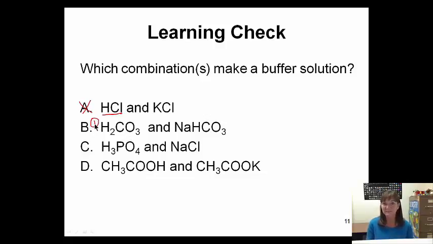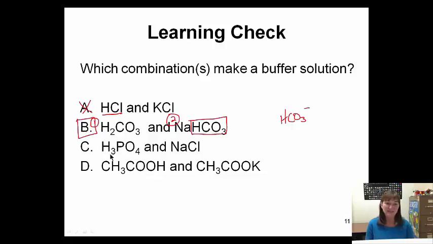It's a weak acid. Now let's go look at the second compound and see if it contains the conjugate base of this acid. Well, for carbonic acid, the conjugate base is going to be the bicarbonate ion. So does this compound contain the bicarbonate ion? Yes. So this meets criteria 2. So B would make a good buffer.